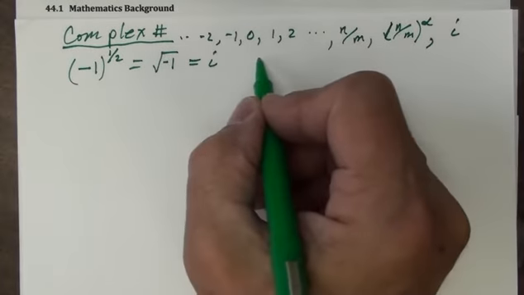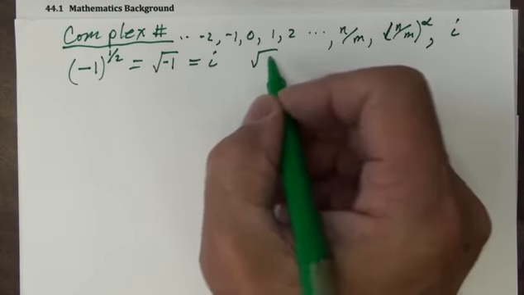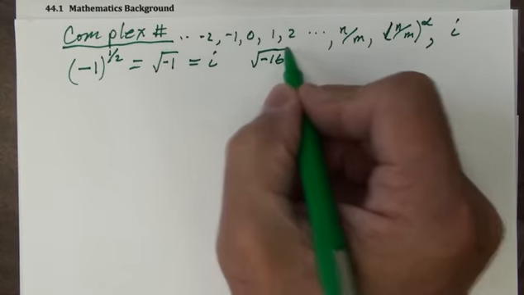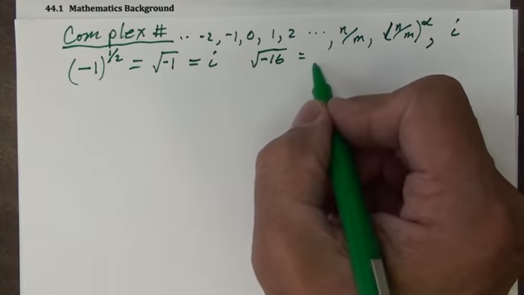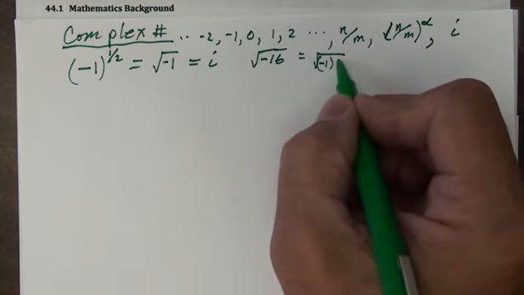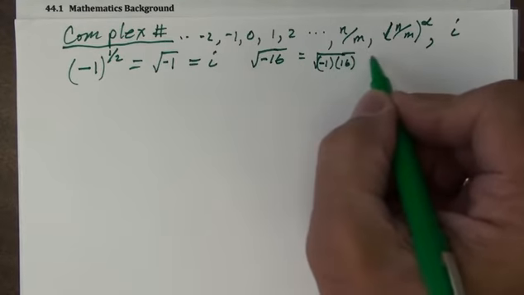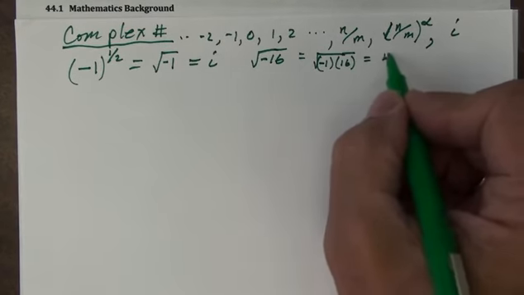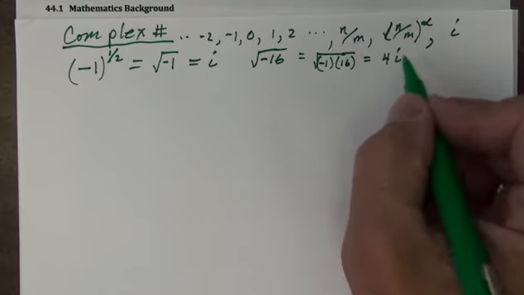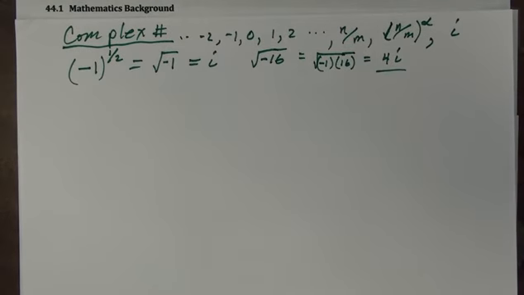So for example, we could take the square root of -16, and that would be the square root of -1 times the square root of 16. Square root of 16 is 4. Square root of -1 is i, and the answer would be 4 times i.